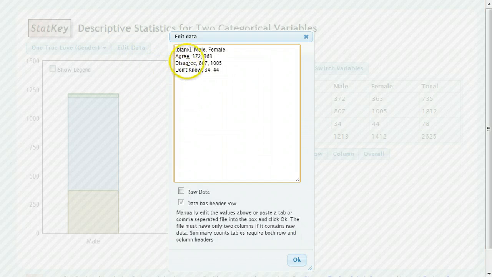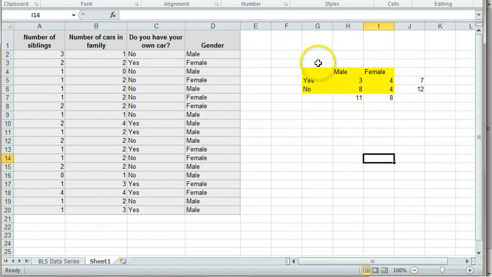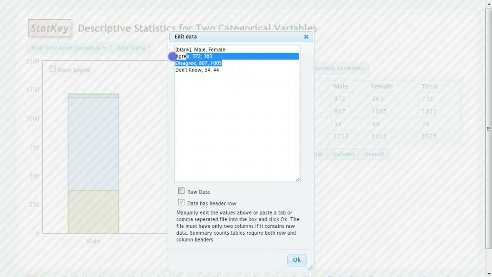If we edit our data, you'll see at the top it has blank, comma, male, comma, female, meaning that across the top it has that blank square just like we did, and then male, female. So actually this top row will be exactly the same as the data that was default in the system. But then the next row is going to say yes, comma, 3, comma, 4. We're going to put a comma between each of these boxes. So yes, 3, 4. And if we go back in, I can delete this other data that's in here.